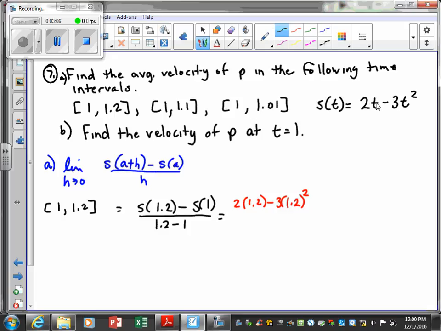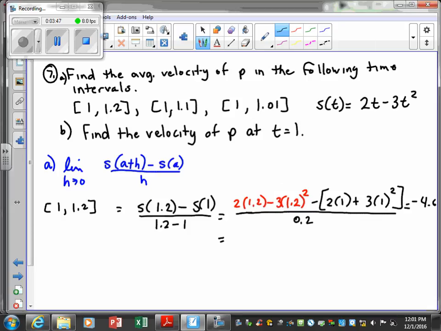Now I'll subtract. Now we want to evaluate s at 1. So same thing, but this time we evaluate it at 1. So that would be 2 times 1 plus 3 times 1 squared, all over 0.2. Okay, so we'll calculate that, and you should come out with negative 4.6. I'll give you a few minutes to check that.